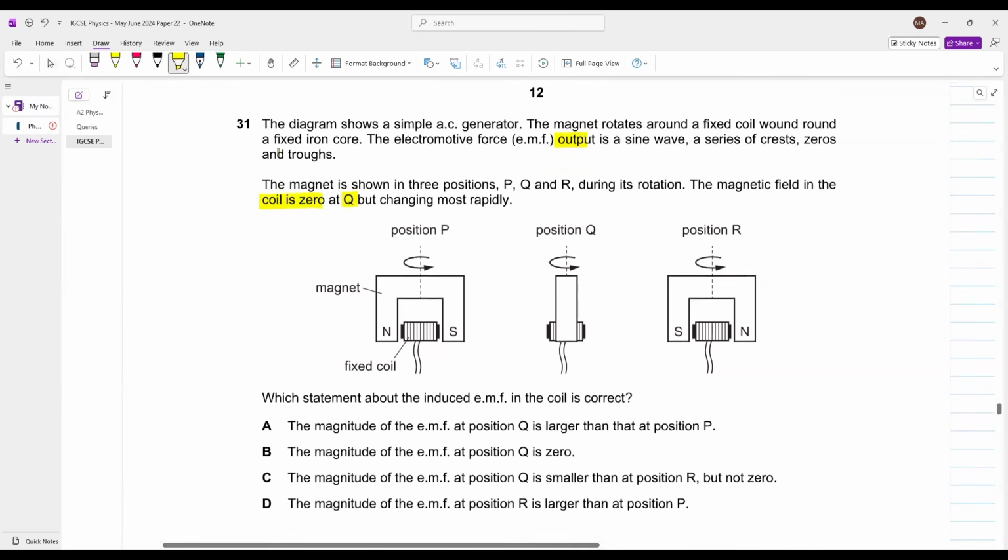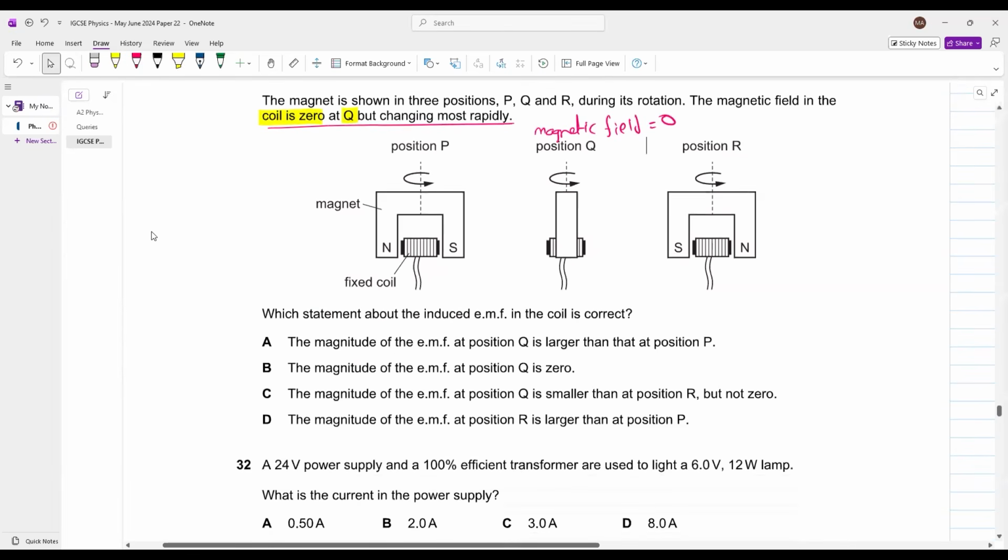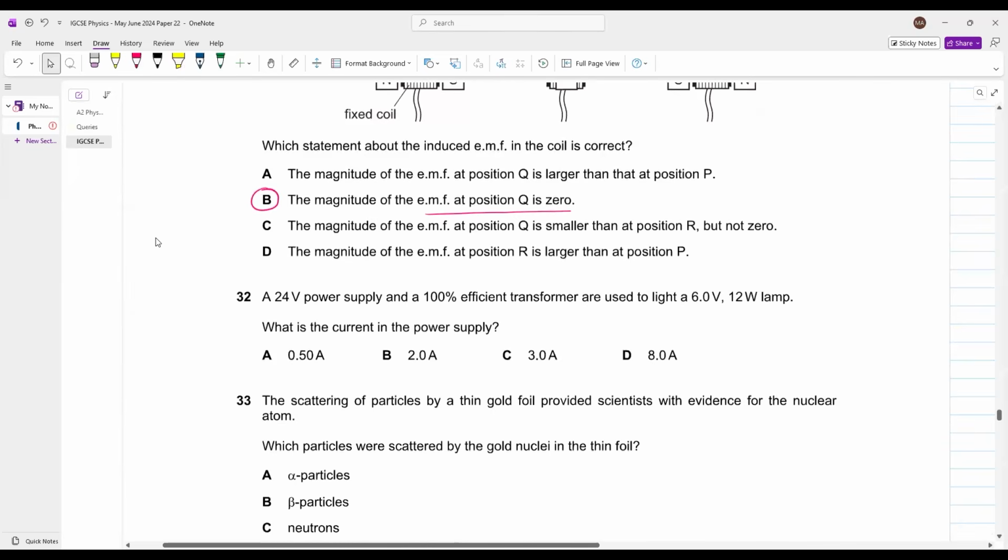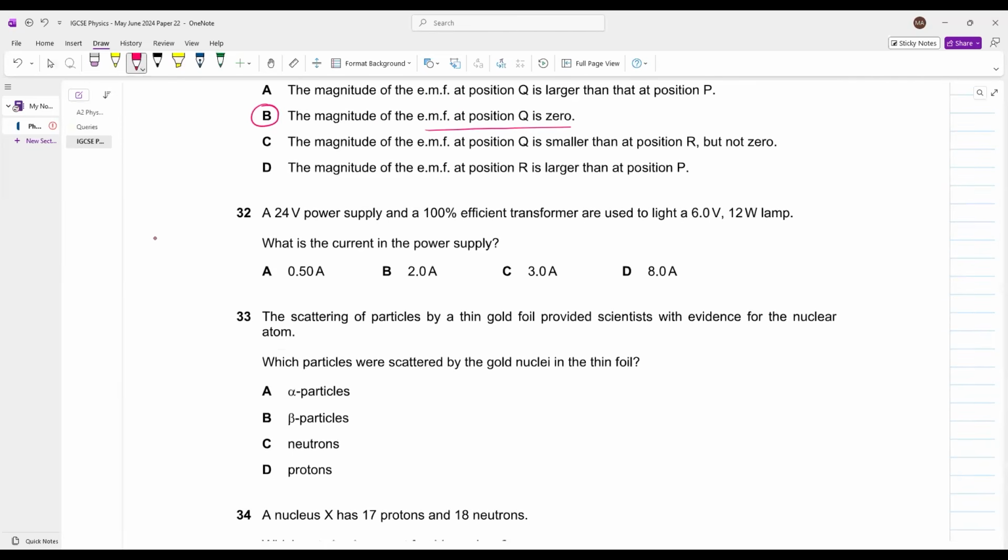ठीक है. The magnetic field in the coil is zero at Q. गौर से पढ़ो. If the magnetic field here is zero, what does this mean? हाँ जी. If the magnetic field at Q is 0, that means the EMF at position Q will be 0. B is your answer. A 24 volt power supply and a 100% efficient transformer are used to light a 6 volt 12 volt lamp.